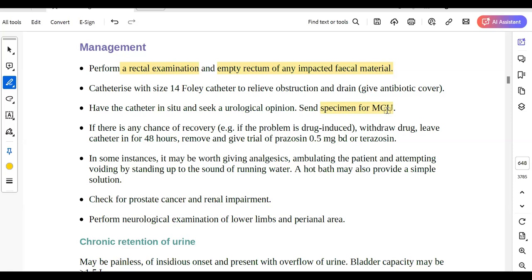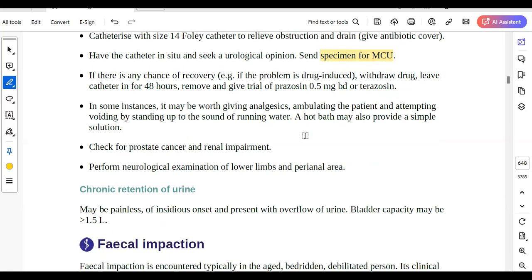Okay, so that's usually what you will do in this kind of urinary retention. First you can do a bladder scan to confirm, and then you find out if the patient has a fecal impaction. If it is, then you try to remove it. If no fecal impaction, then you insert the catheter, drain the urine, and then send the urine for routine microscopy and culture. And then try to find out the cause.